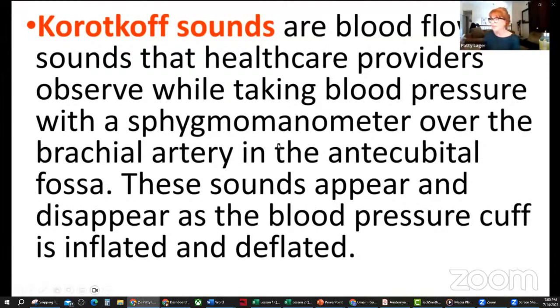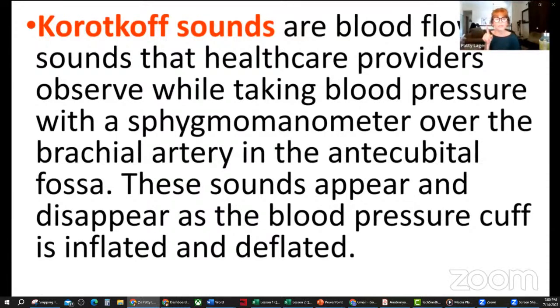And here is the name of the blood pressure cuff. This is the clinical name, sphygmomanometer. And again, we're placing that on the brachial artery. And that's just the tapping noises. So sometimes for short, we call them tapping noises.